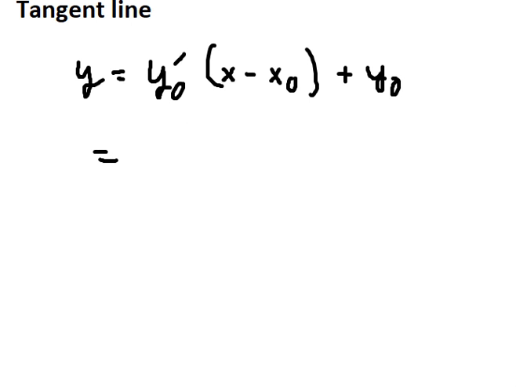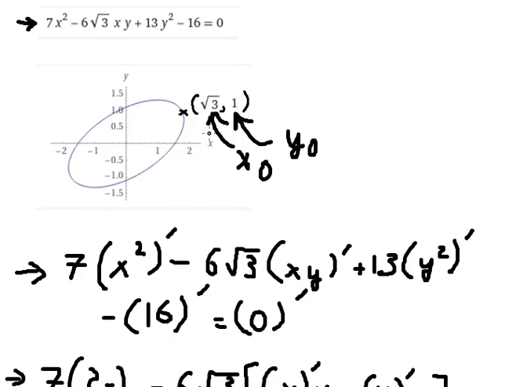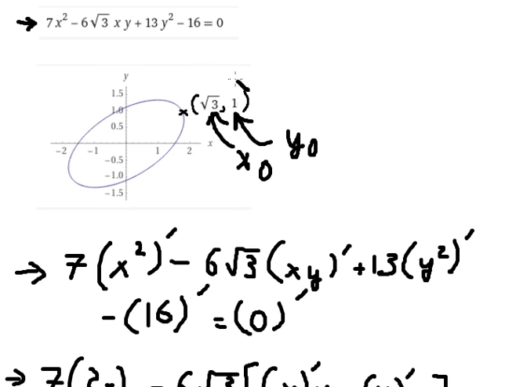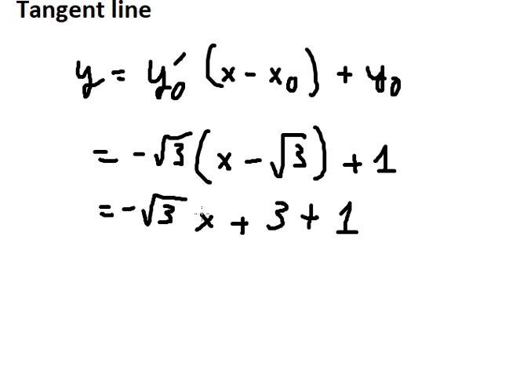So we have negative square root of number 3. This one, that is this one. This one, that is this one. And now we simplify. And we have number 4.